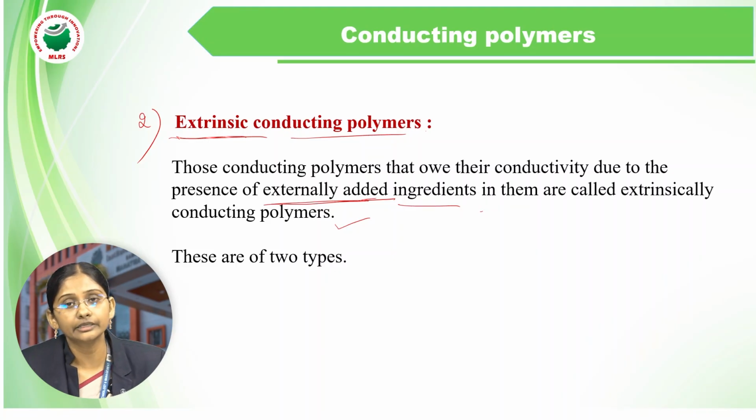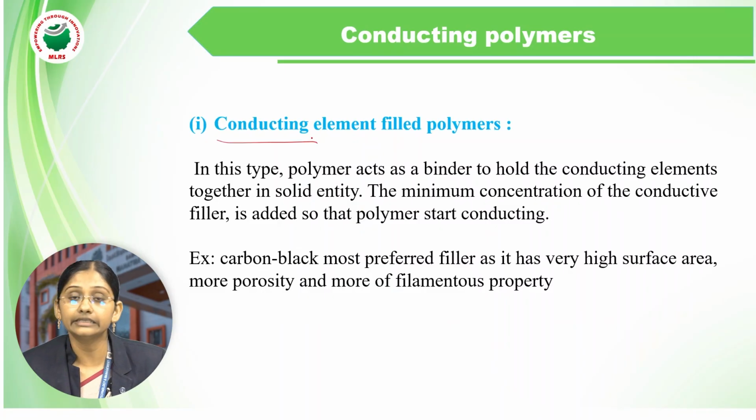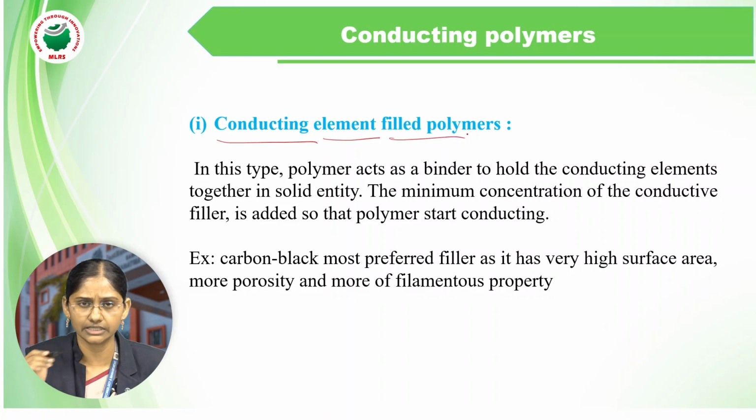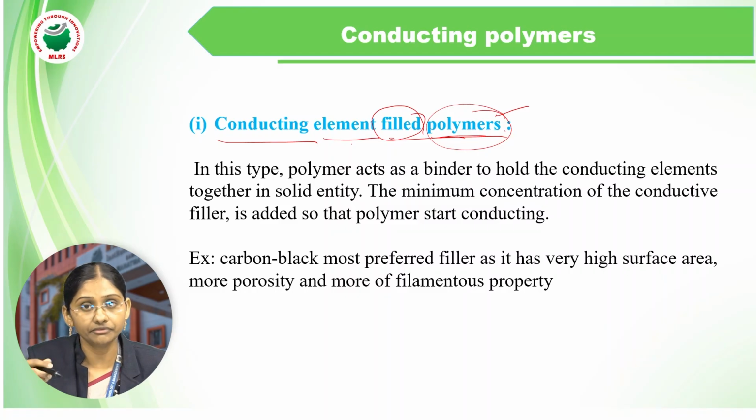Now this extrinsic conducting polymer also has two types. First one we'll see is the conducting element filled polymer. So here just see the side heading and understand the meaning. Conducting element filled polymers. Okay, so what we are filling here? We are taking the polymer. Just understand our heading first. What is meant? It is the polymer we have taken. Then what we are doing? We are filling this polymer with a conducting element.